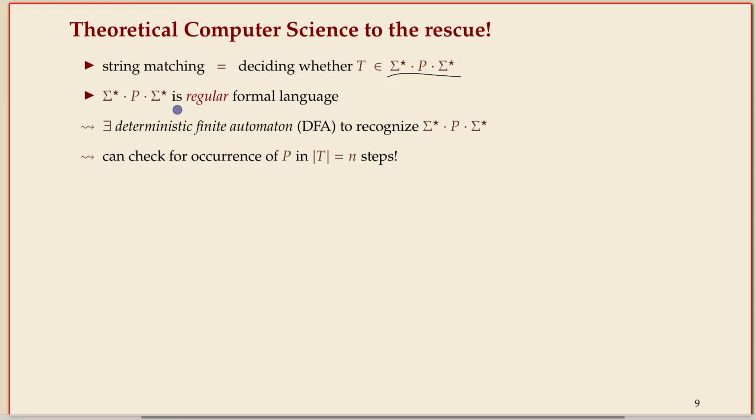Now, moreover, this language on the right, this sigma star p sigma star, is a regular language, in case you've heard this before. So in particular, you can describe it as a regular expression, which this kind of already is, depending on the notation you allow. And whenever a language is regular, there exists a deterministic finite automaton to recognize it. So we can just simulate this automaton feeding the text through. And so in n steps, this tells you if the pattern occurs or not. That's really cool and pretty opaque if you haven't heard about all these concepts.